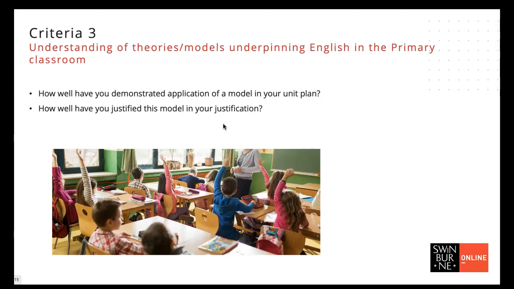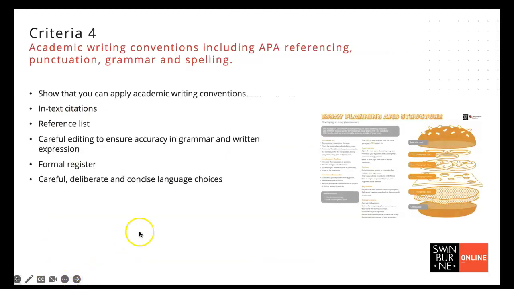So you need to make sure that you use it, or we can see evidence of it or traces of it throughout your 16 lessons. Now, yes, the 16 lessons are just an overview, but we should be able to see elements of your model still used in there. How well have you justified this model in your justification, which we've talked about?